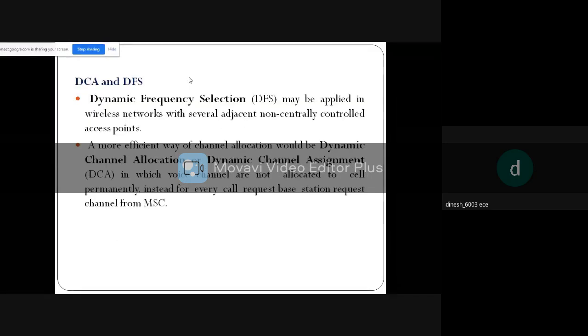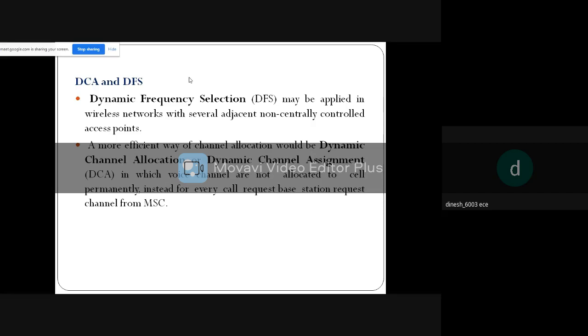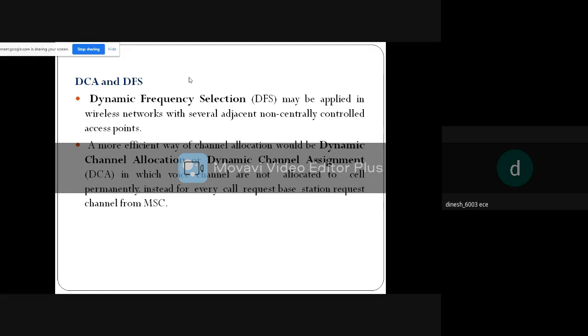Next is the dynamic channel allocation and dynamic frequency selection. Dynamic frequency selection can be applied in wireless networks with several adjacent non-centrally controlled access points. This is where DFS is being deployed. A more efficient way of channel allocation is dynamic channel allocation or dynamic channel assignment, in which the voice channels are not allocated to a cell permanently. Instead, for every call request, the base station is addressed from a mobile switching center, MSC. So this is about the channel allocation schemes.